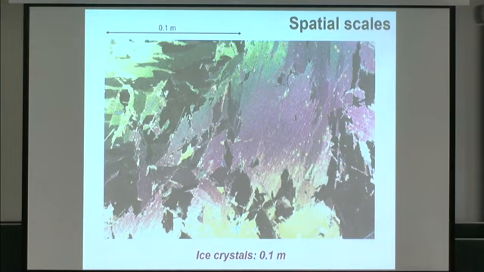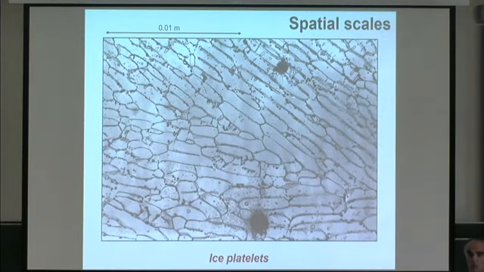So let's zoom in another order of magnitude, and we see those ice crystals are made up of an ensemble of platelets. And these individual ice platelets are all nicely aligned within a crystal. And there's also some other stuff in there between the platelets, some darker looking things like that.